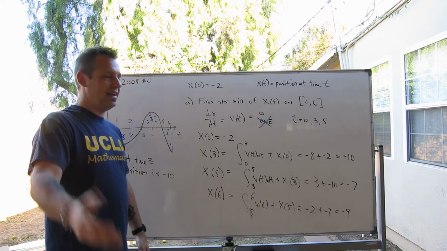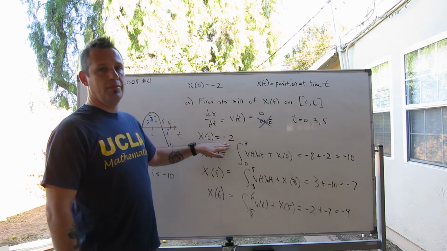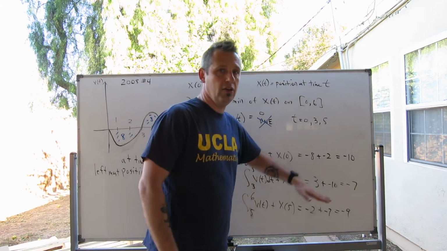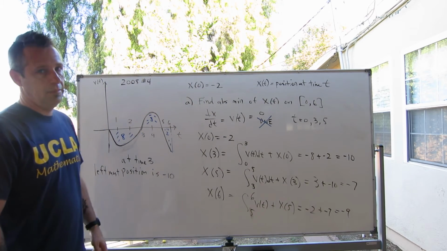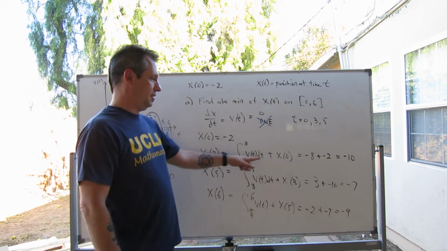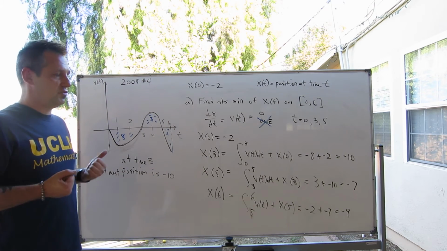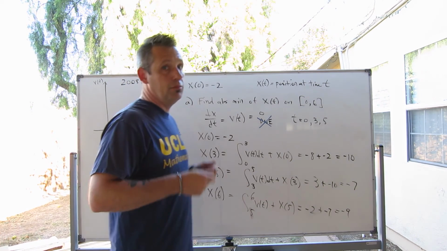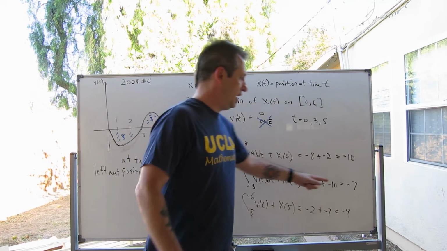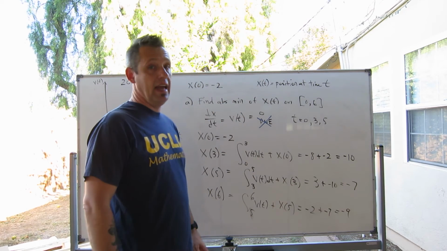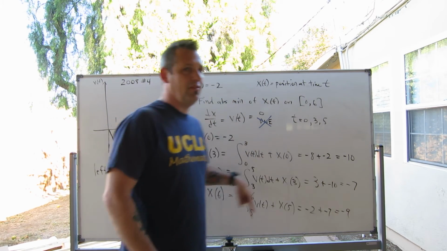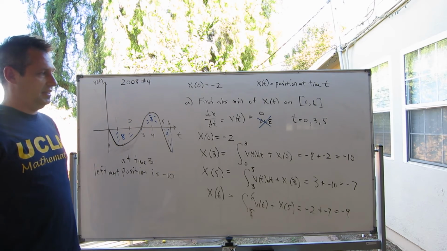Okay, so when is it at negative 8? Well, it goes from negative 2 to negative 10, moving backwards that entire time. So it must go through negative 8. Hits it there. Then it goes from negative 10 to negative 7, moving forward that entire time, and must hit negative 8 again. Then it moves from negative 7 back to negative 9, and must hit negative 8 again.